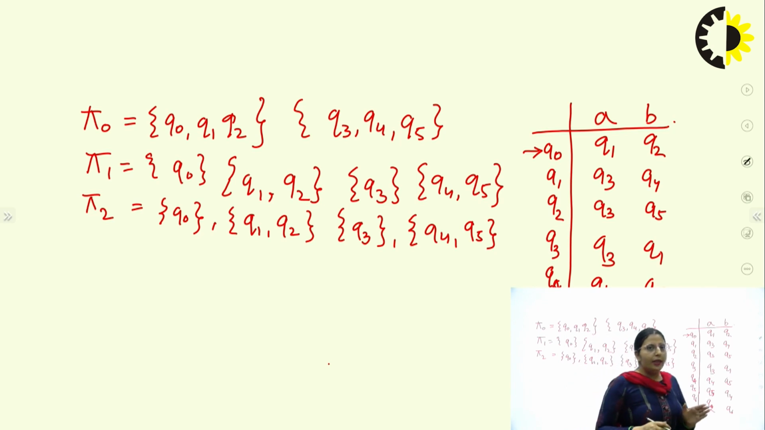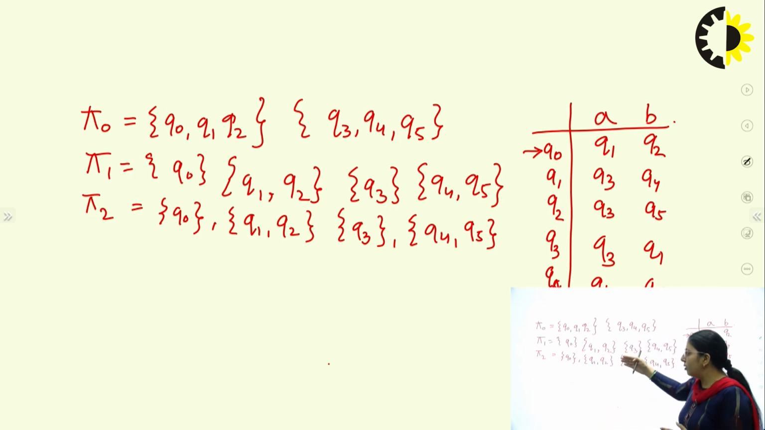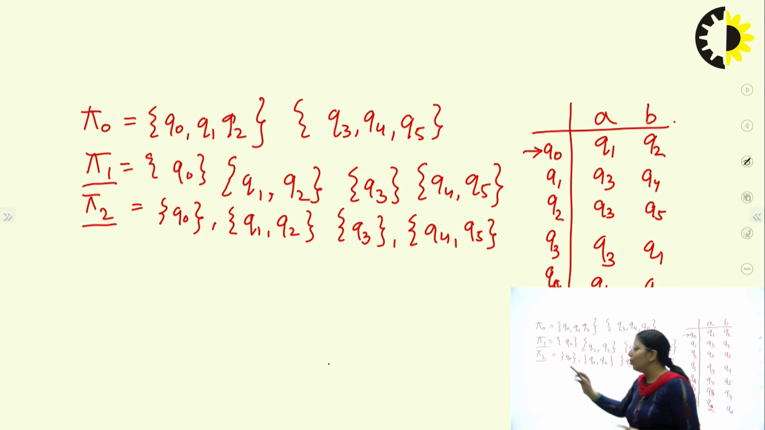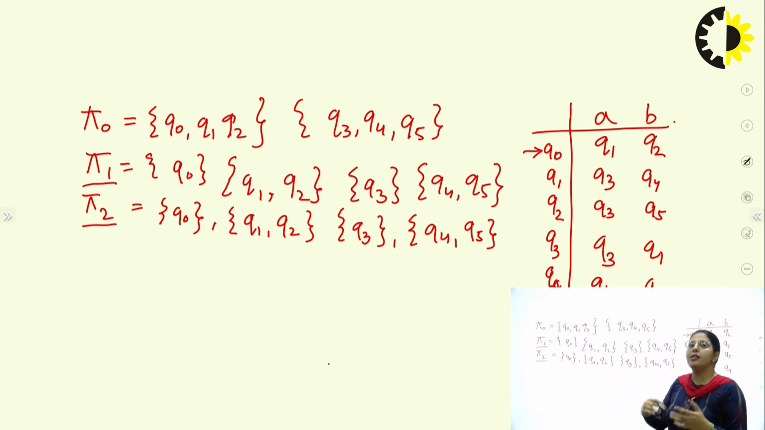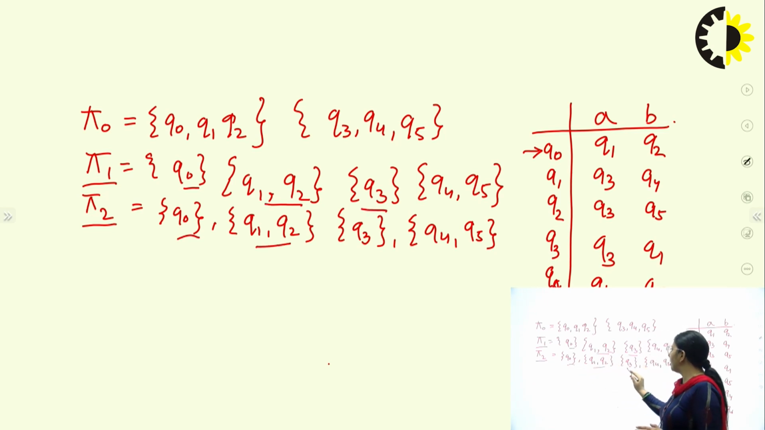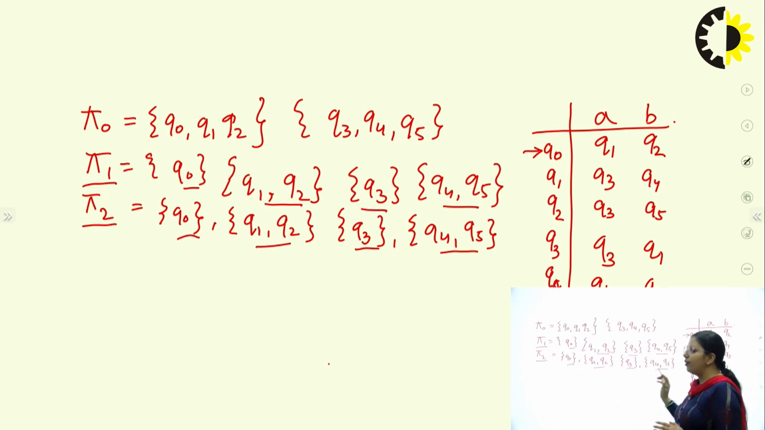So how can we terminate the partitioning? When we get two partitions as the same, as we can see here phi 1 and phi 2. Both partitions contain the same number of states with the same sets, like Q0, Q1, Q2, Q3, Q4 and Q5. We cannot partition it further.